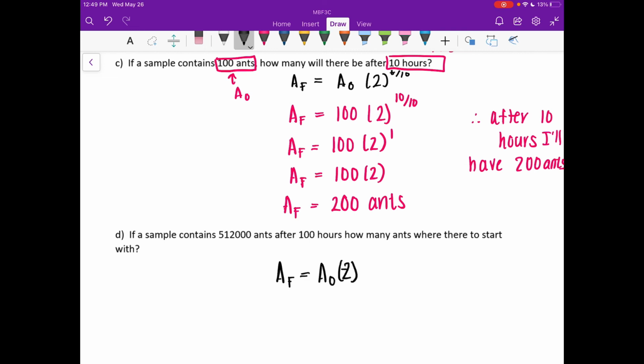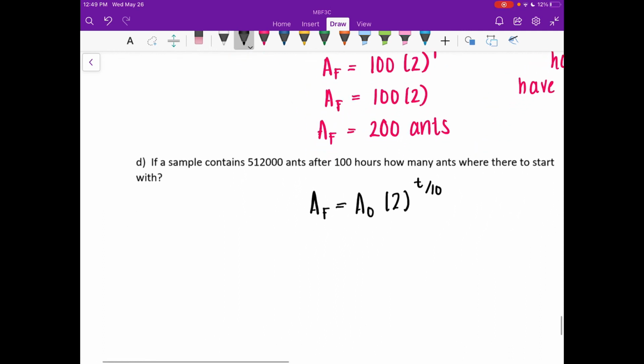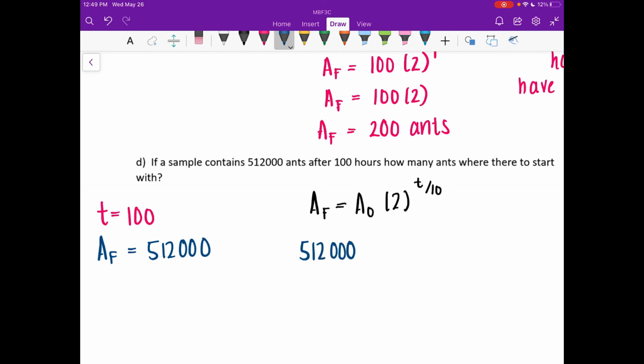So we're still using the same formula. Oops, I'm just going to go fix that. T over 10, right? We still have a T value, which is our 100 hours. Except now we have an AF value as well. Our AF value is 512,000. So let's go substitute our stuff in. So we have 512,000 is equal to AO, which we're looking for, times 2 to the power of 100 divided by 10.